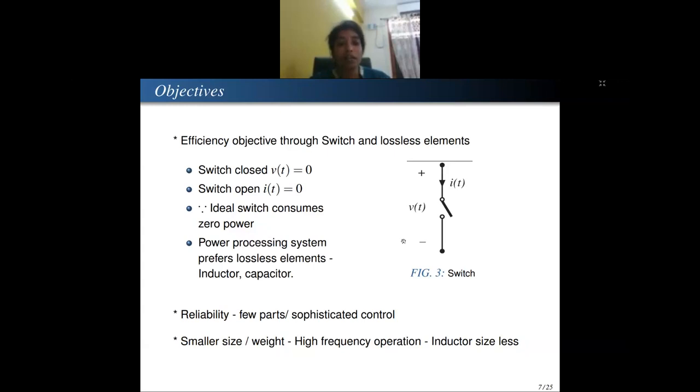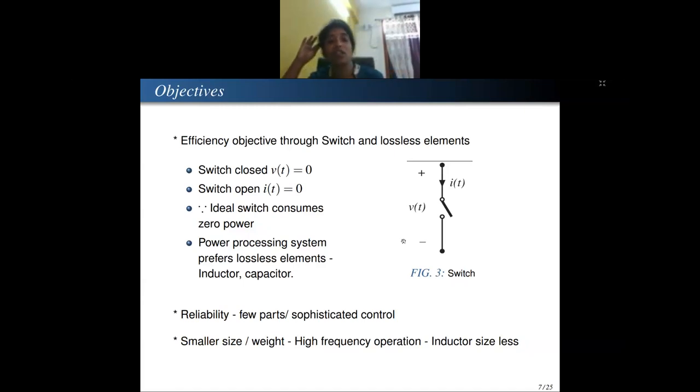And a power processing system prefers lossless elements, inductor and capacitor. So inductors and capacitors are for the main purpose of power conditioning. Because we are using switches, they would introduce lots of harmonics in the system. So we have to condition it by using this inductor and capacitor.